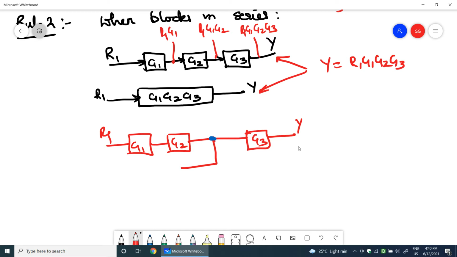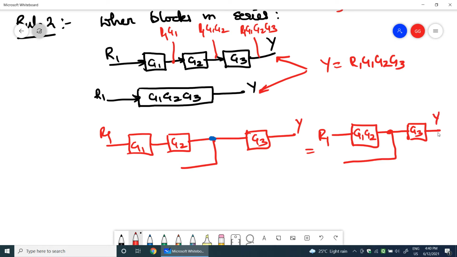This block can be written as R1, G1 into G2 because they both lie in series, G1 into G2, and G3 is the third block, whereas the takeaway point will come out like this. So this is what we do. Now if you have any takeaway point in between the blocks, you cannot just multiply it.